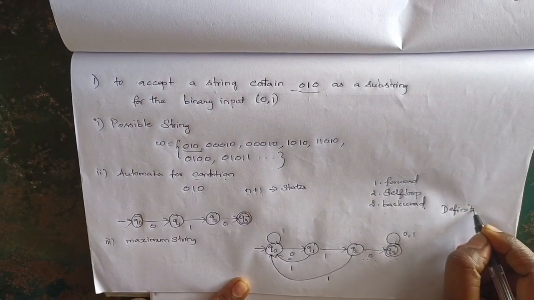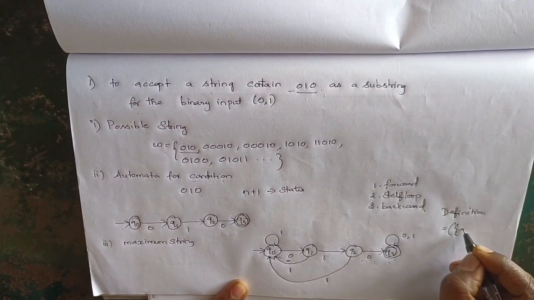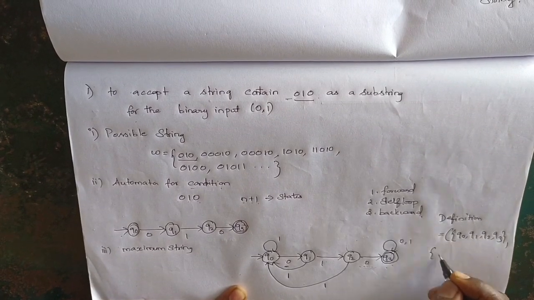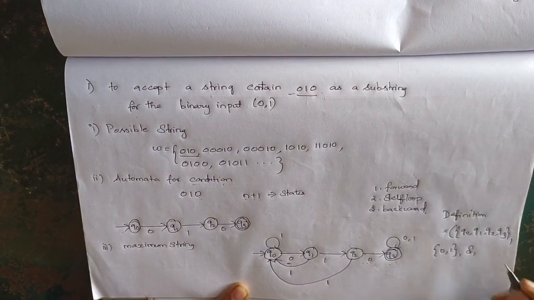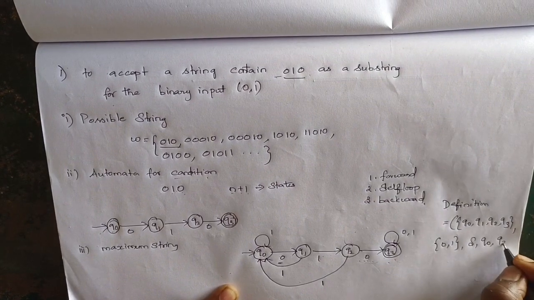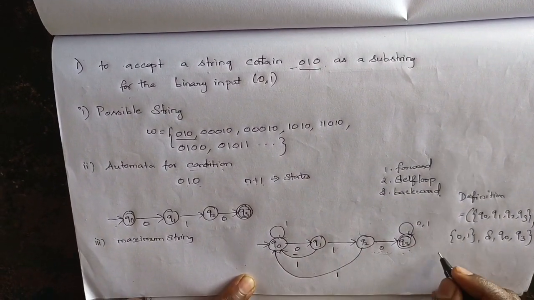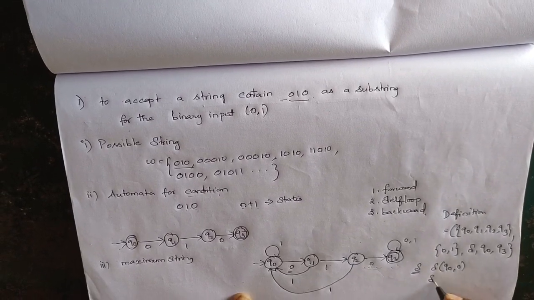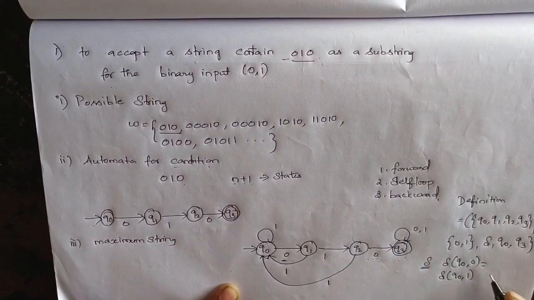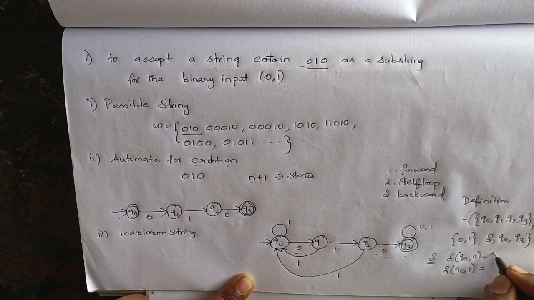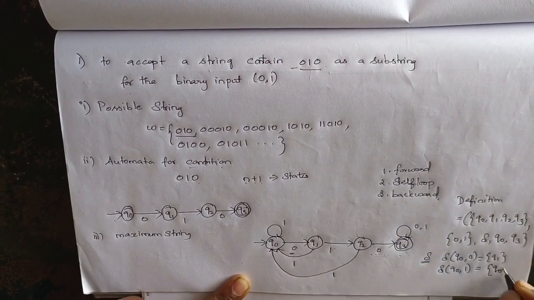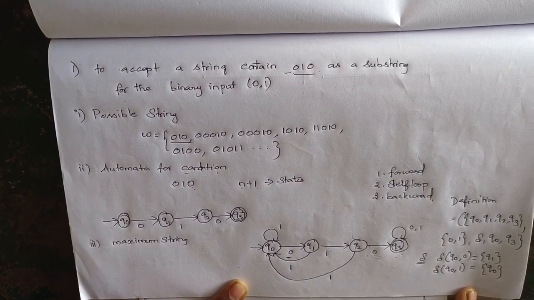In the definition, first the states: we have 4 states, Q0, Q1, Q2, Q3. Then the input is 0, 1, then delta, then the initial state is Q0 and the final state is Q3. For each state we have to write the delta: δ of Q0, 0 and δ of Q0, 1. We have two inputs. For Q0 on 0 we go to Q1, and for Q0 on 1 we go to Q0. For this we have to write the remaining states also.